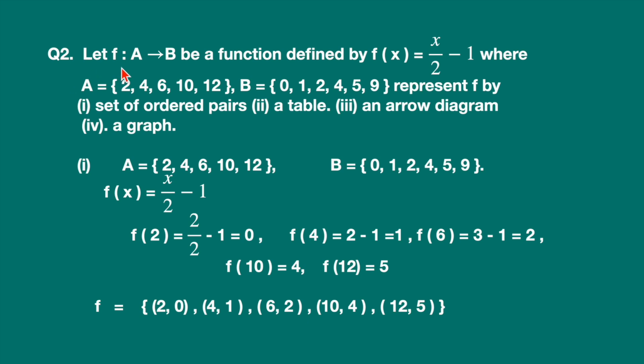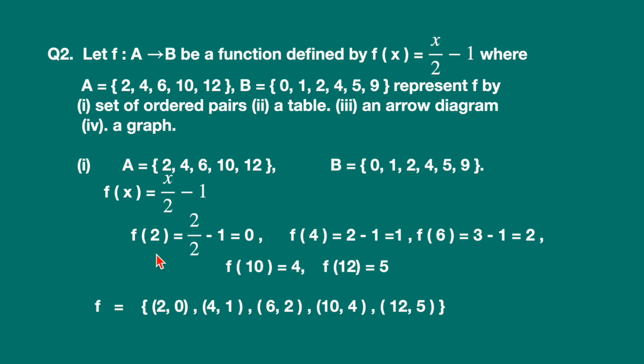Question 2. Let f from A to B be a function defined by f(x) = x/2 - 1, where A = {2, 4, 6, 10, 12} and B = {0, 1, 2, 4, 5, 9}. Represent f by a set of ordered pairs, a table, an arrow diagram, and a graph. So let us write down the two sets A and B. Write down the function. Now take the first element from set A, which is the domain. Substitute here for x and find the value.